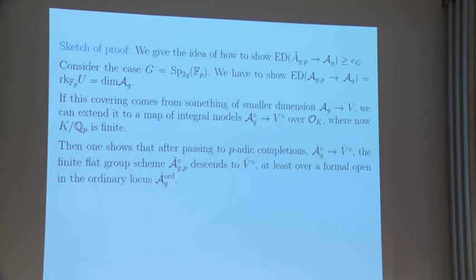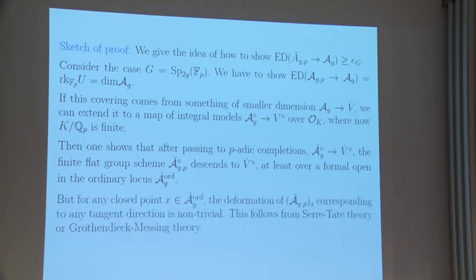In any case, when you're doing essential dimension, you have to allow yourself to restrict to an open. So in some sense, this is cost-free in terms of what you're trying to prove. Okay, so you descend not just the local system, but in fact the whole finite flat group scheme. And now you think about the deformation theory of these finite flat group schemes. So if you take any closed point in the ordinary locus, then in characteristic P, you can think about any tangent direction. If you go in any tangent direction, this gives you a deformation of the fiber of this finite flat group scheme at x, let's just say over the dual numbers.